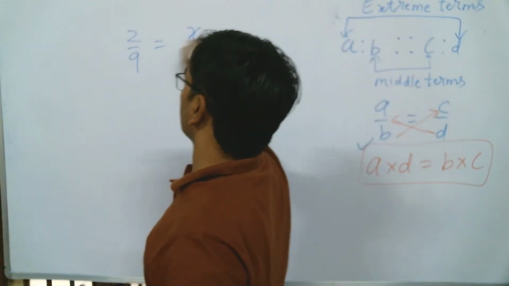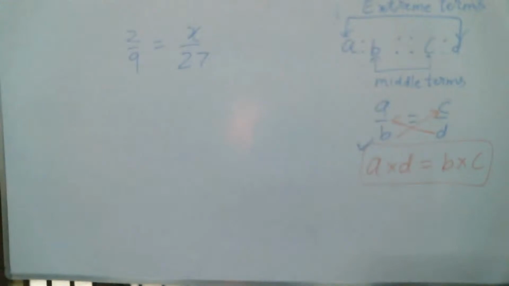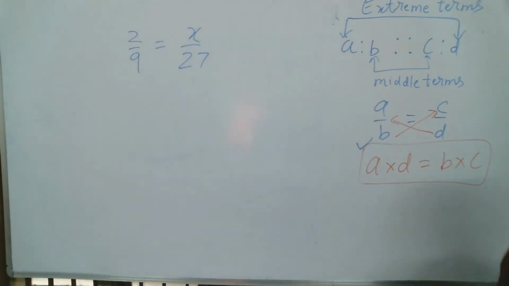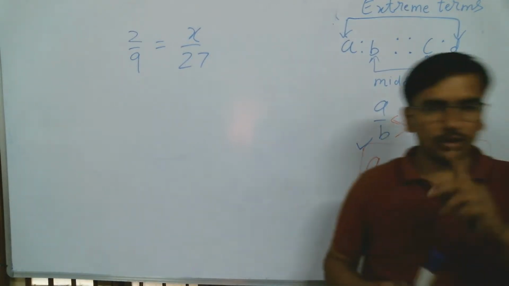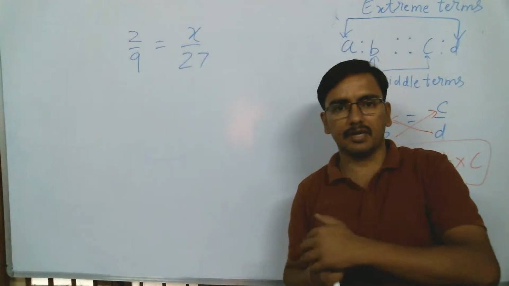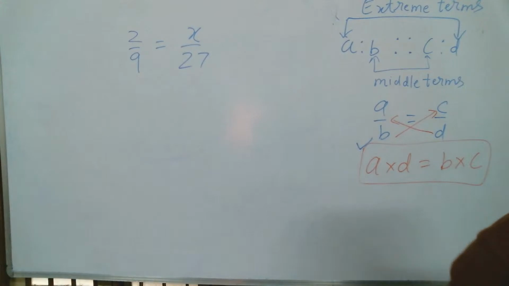2 by 9, x by 27. Now only the person I ask should answer. Yes, be in discipline and obey the rules. Okay, so only Gaurav Odaskar will answer. Gaurav, tell me what will be the answer. What is x?